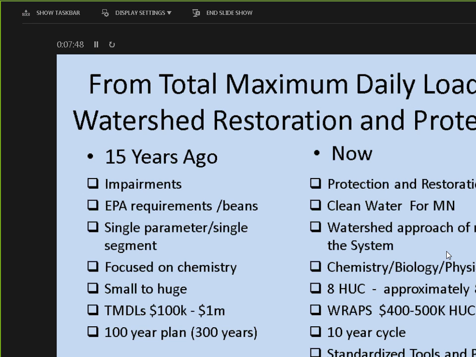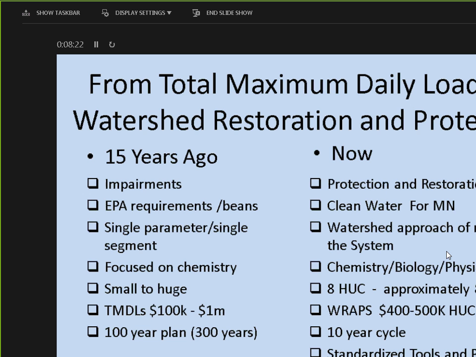And Galen Reed likes to say we were on a 100-year plan, and I know I'm splitting hairs, but actually at the rate we were going, it would have taken 300 years. But he's retiring soon, so I'm not worried about it anymore. But obviously something had to give. And so we realized we can't spend all this money, all this time doing TMDLs. We're falling behind very quickly. So something had to give. We had to come up with a better plan.